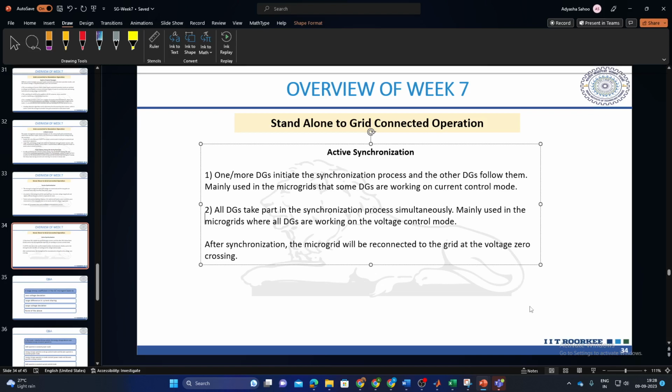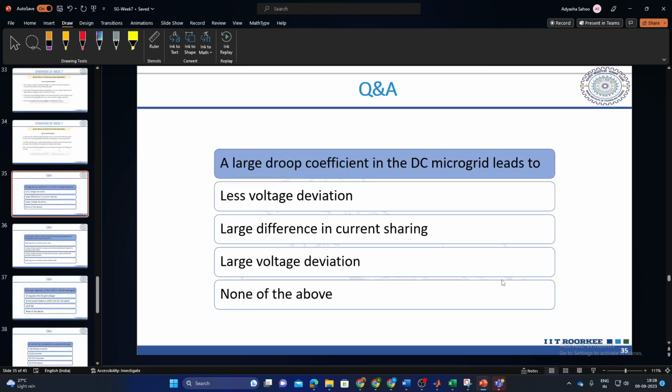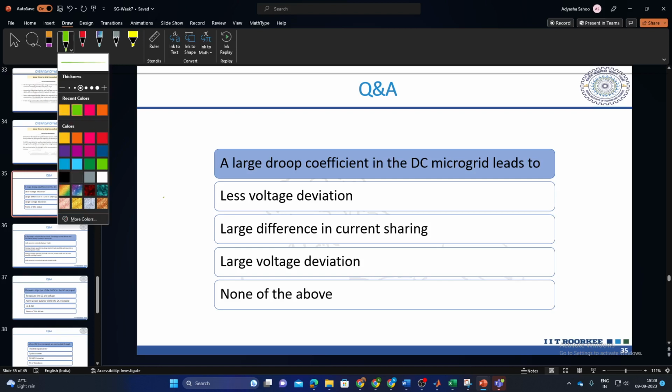But in active synchronization mode, we have, say, 5 to 6 DGs. One DG is going to initiate the synchronization process, and the other small distributed generators are going to follow the main DG. After this, the microgrid will be connected to the main grid whenever there is a zero voltage crossing.